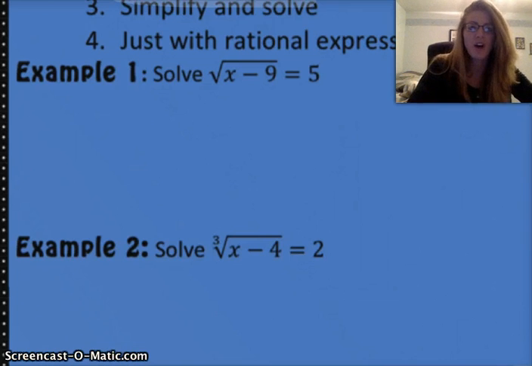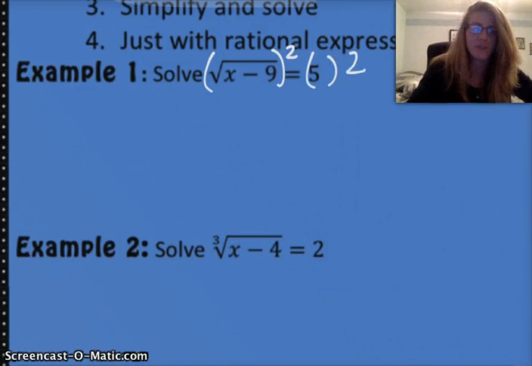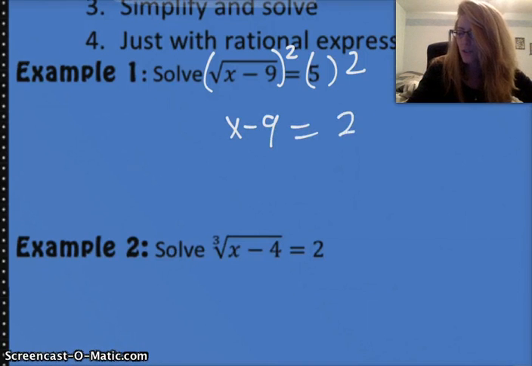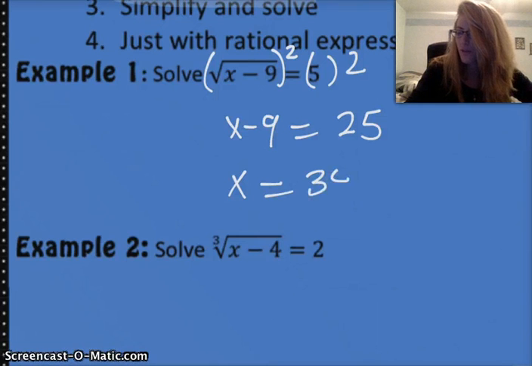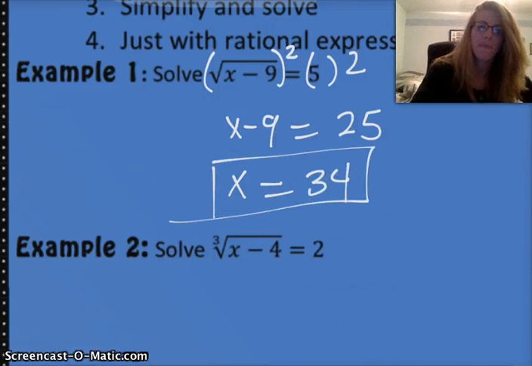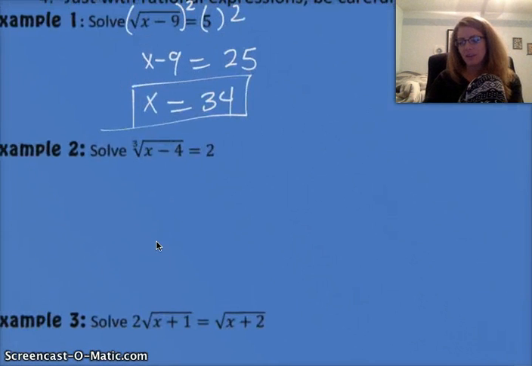Example 1: solve the square root of x minus 9 equals 5. Well, the root is already isolated, so we just have to square both sides. The square and the square root cancel, and so I get x minus 9 equals 5 squared, so that's 25. And then x equals 25 plus 9, which is 34. Box it.